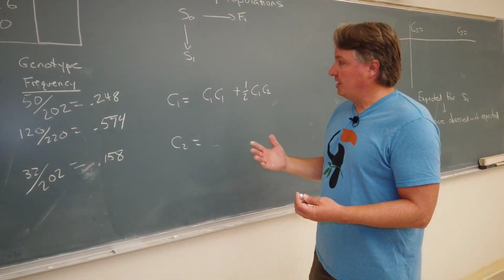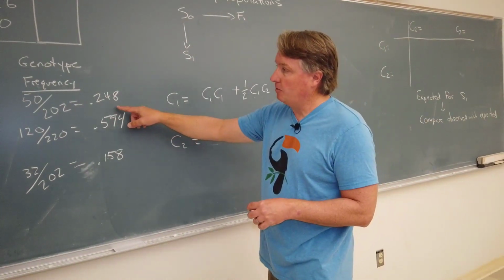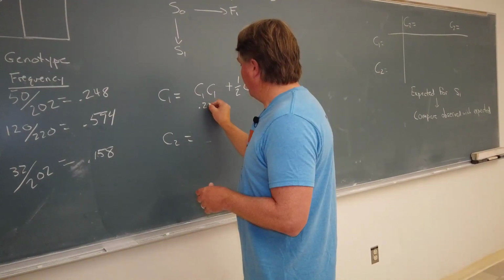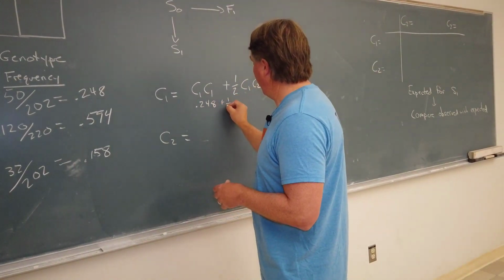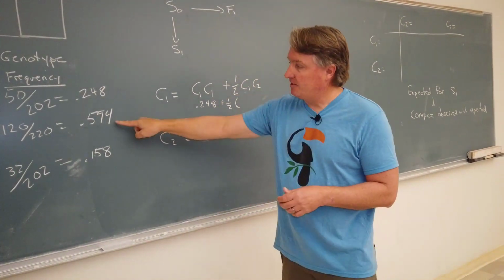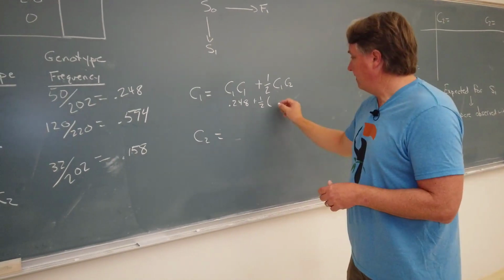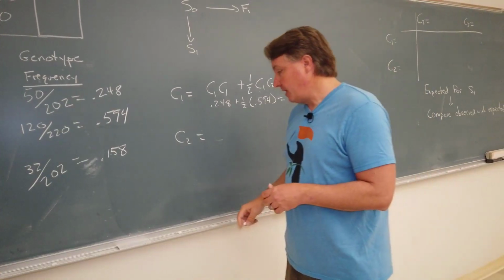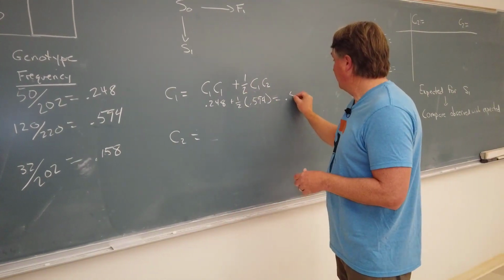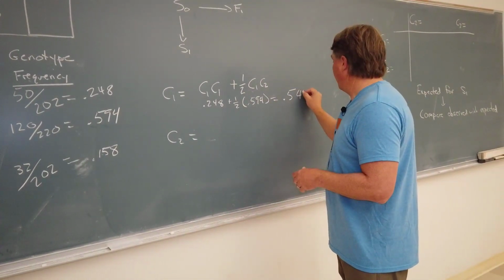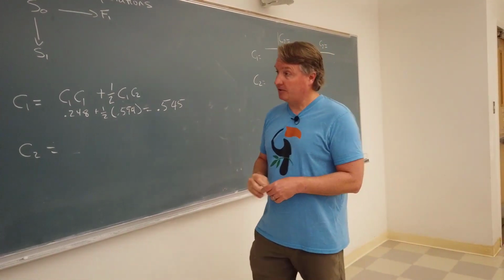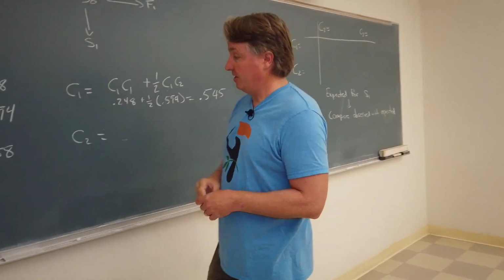Then all we need to do is just take the values that we got. So the C1C1 genotype, we calculated 0.248. I'm just going to put that number there. We add to that 1/2 the frequency of the C1C2, which is 0.594. We do that math, and we get a value of 0.545. So about 55% of the alleles within this population are the C1.